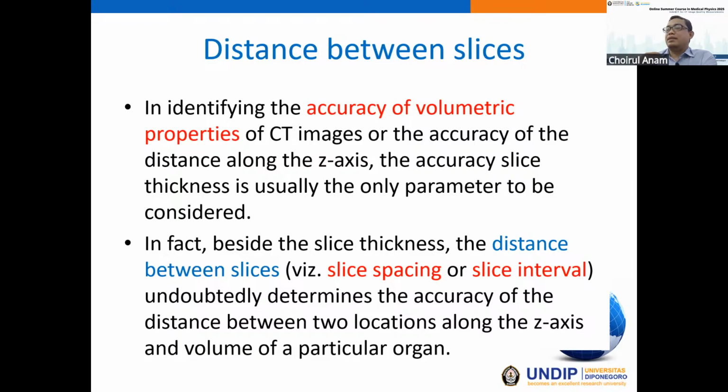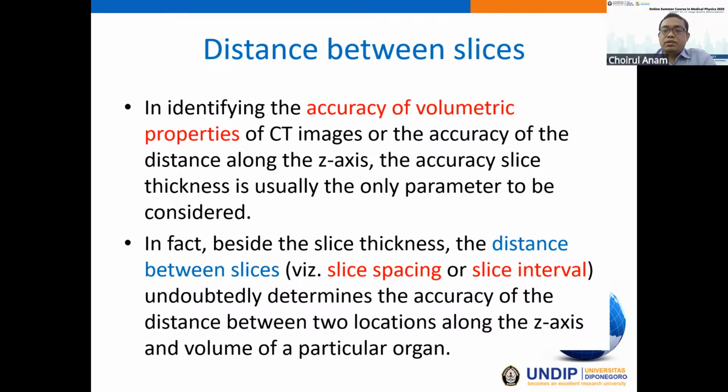But in reality, the parameter that should be measured in quality control is only slice thickness and not distance between slices, because in fact it is very difficult to measure the distance between slices.